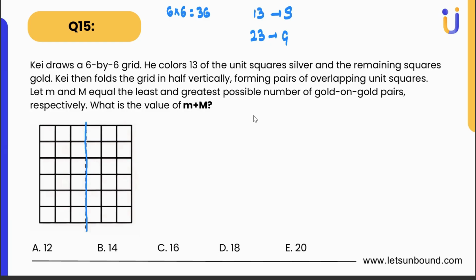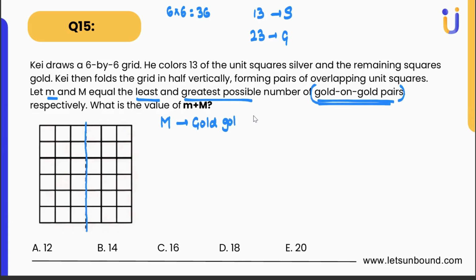M is the greatest possible and N the least possible number of gold-gold pairs, which means how many golds overlap each other. We have to find the value of M plus N. This is an interesting question, slightly harder, and there's a strategy behind thinking of the idea. Now, when will you get the maximum possible number of gold pairs?